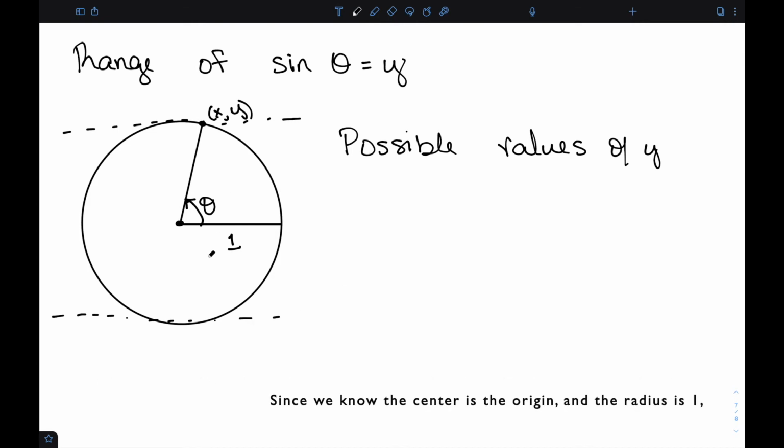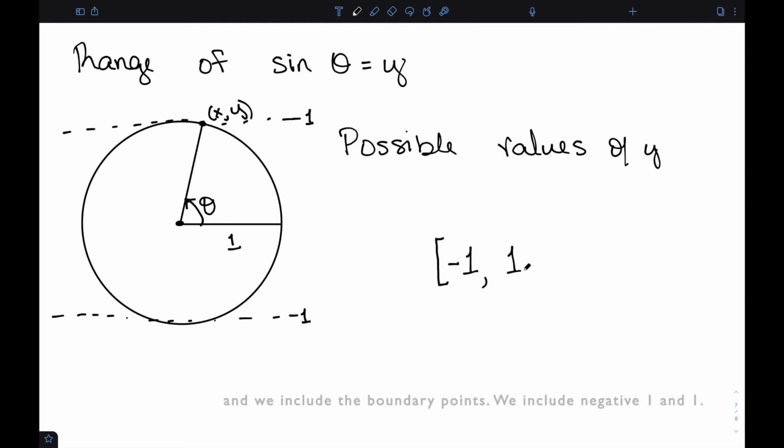Since we know the center is the origin and the radius is 1, the biggest value it can be is 1 and the smallest value it can be is negative 1. So that tells me it's between negative 1 and 1. And we include the boundary points. We include negative 1 and 1.